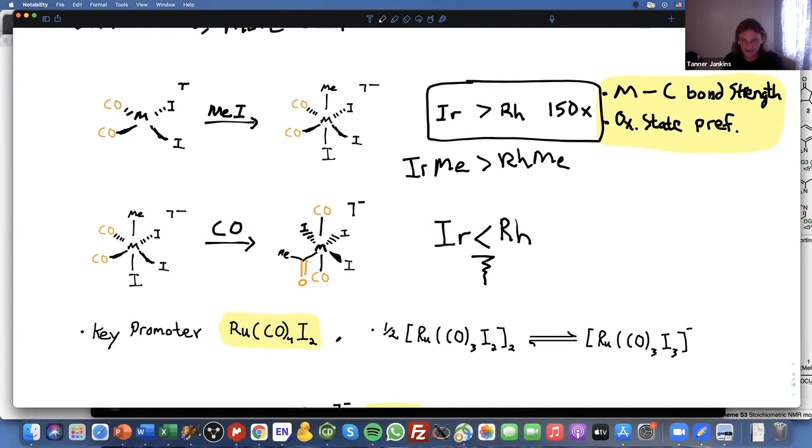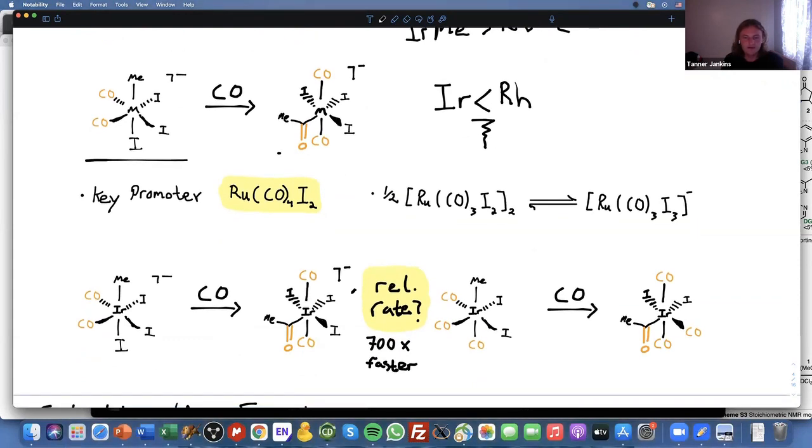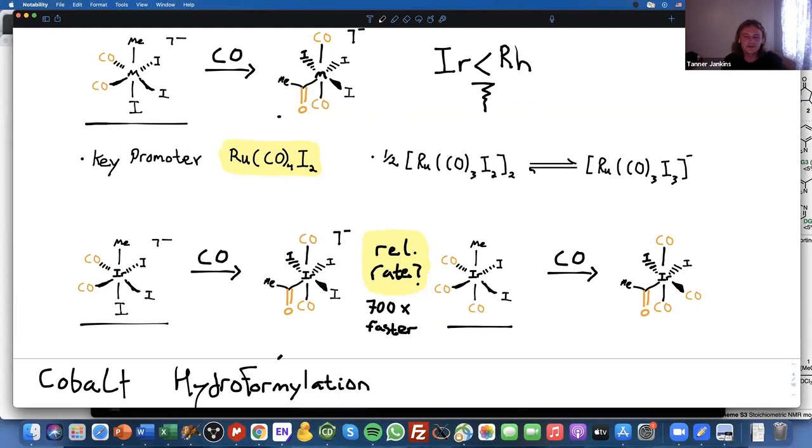This ruthenium promoter is again used in catalytic amounts and recovered at the end of the process and reused. It happens by the abstraction of an iodine from the iridium center after this oxidative addition. Now if we abstract an iodine, we can get to this neutral complex here. Kelly, do you want to help us out again here with which iridium species you think will undergo a faster CO migratory insertion?